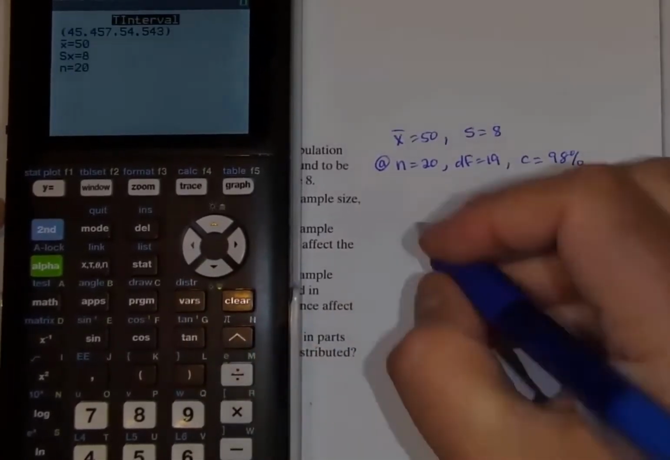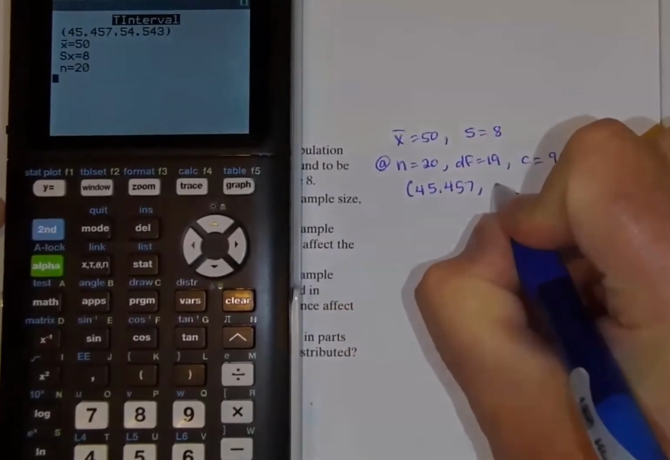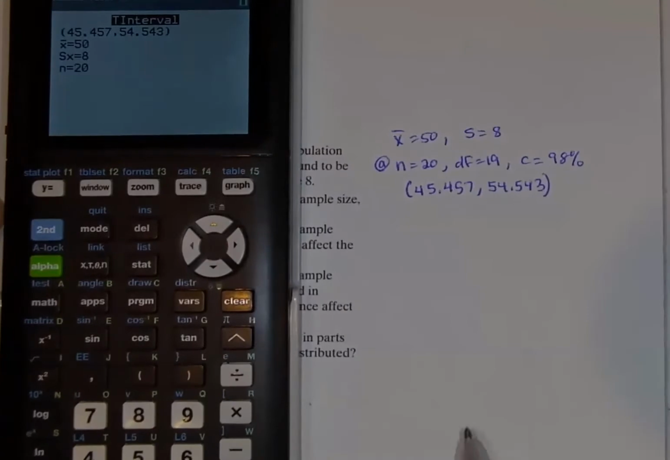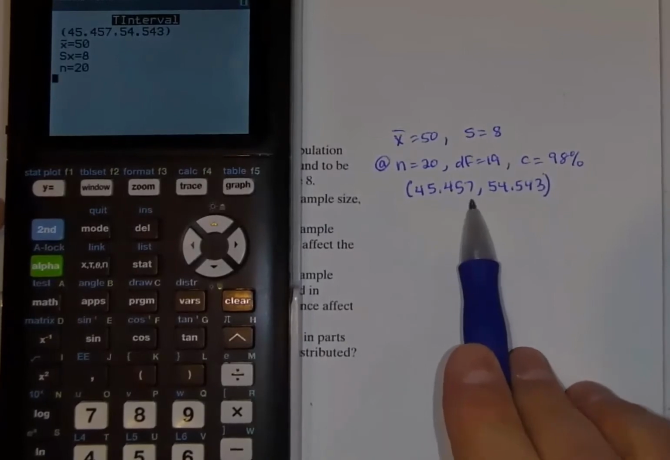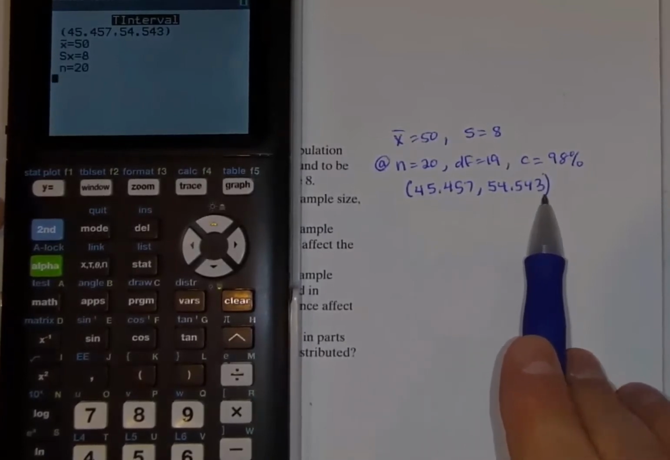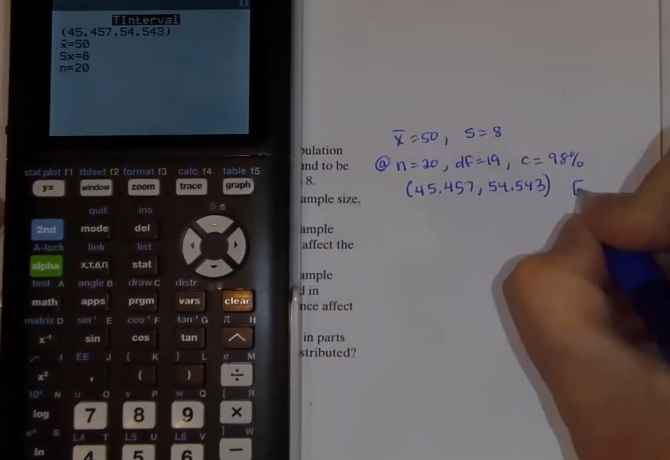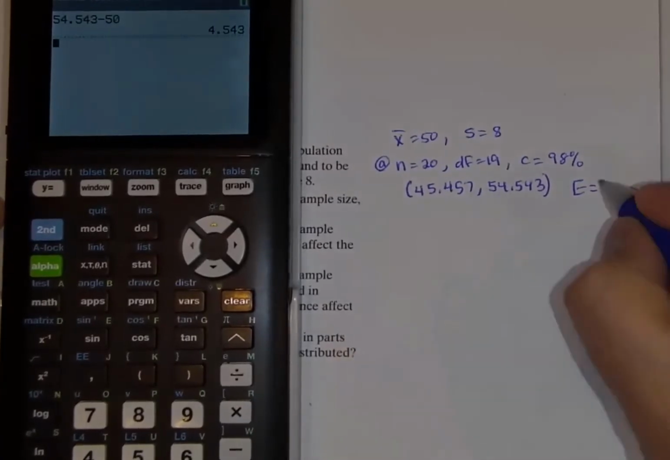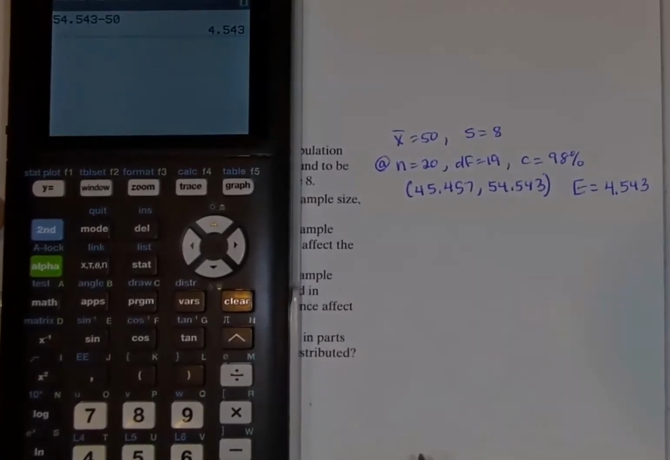So if I calculate, that confidence interval is 45.457 to 54.543. So I'm 98% confident that the true mean is somewhere between 45.457 and 54.543. The calculator doesn't tell me the margin of error directly, but I can find that if I take 54.543 and subtract the 50, the point estimate, that is 4.543. So my margin of error was 4.543.